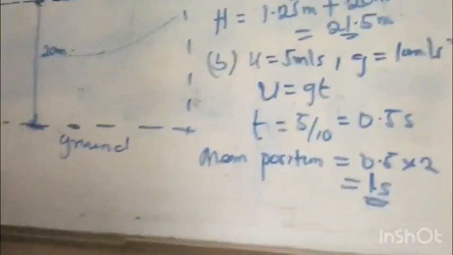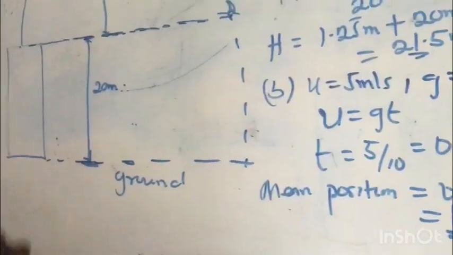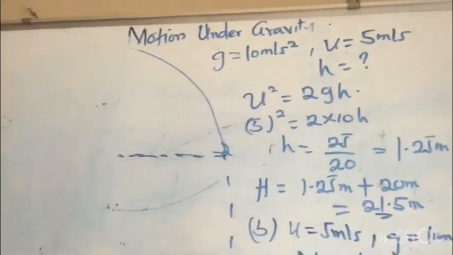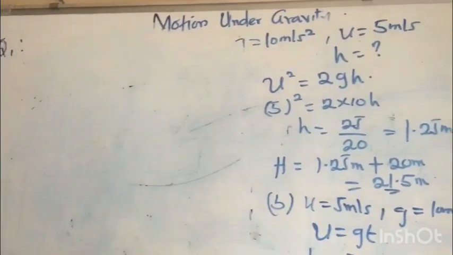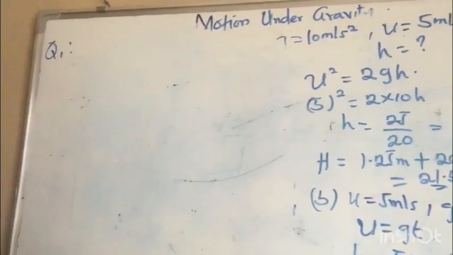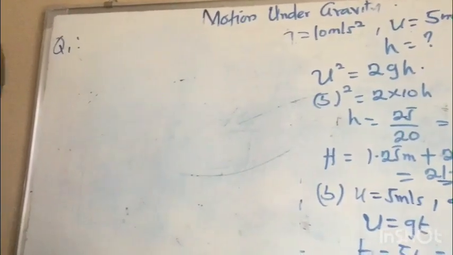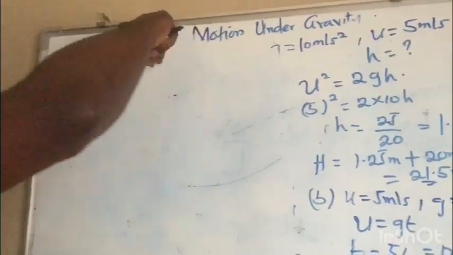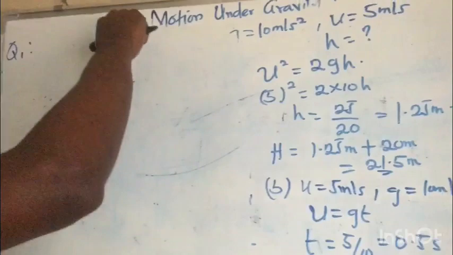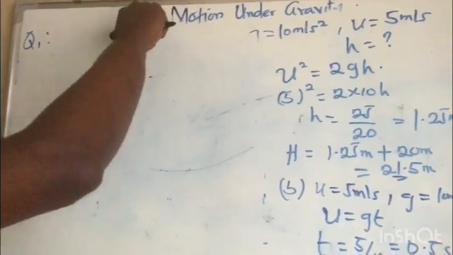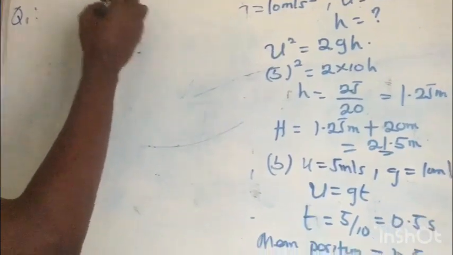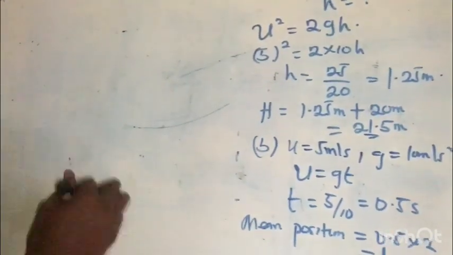Now the third part of the question is asking for the speed of the ball just before hitting the ground. Now how do we get the speed? Just before hitting the ground, that means this ball has reached its maximum height and is coming down again. That means it's obeying a downward motion.